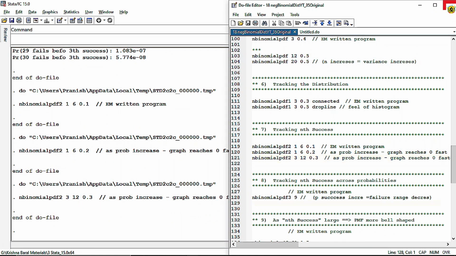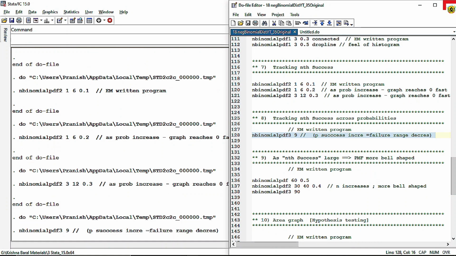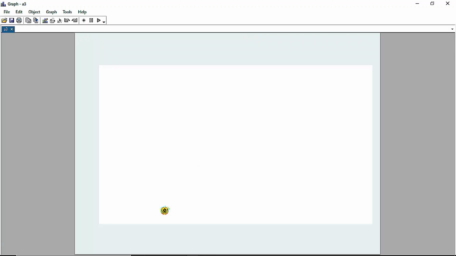Now let us track the nth success across probabilities. Let us draw the nature of the negative binomial graph across the possible probabilities. And if the probability of success increases, the span of failure decreases.